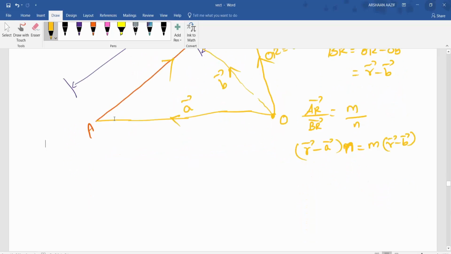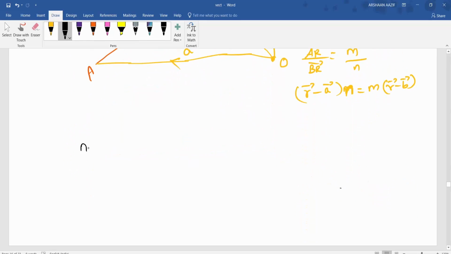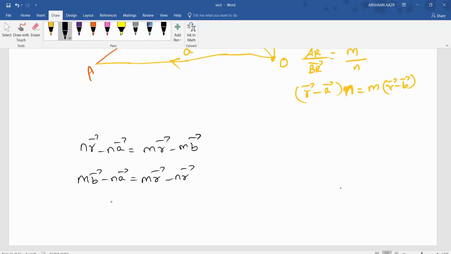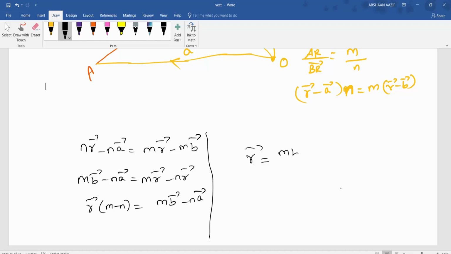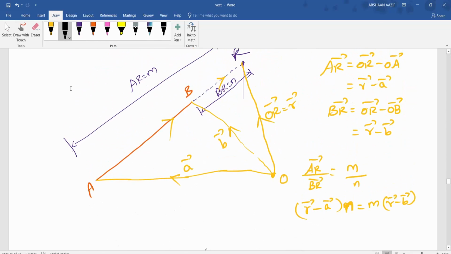Rearranging, R vector minus A vector into N equals M into R vector minus B vector. Simplifying this, we'll end up with the equation of R vector when the point lies externally. So R vector is equal to M B vector minus N A vector by M minus N. You can compare that in the previous condition we had plus, whereas here we have a negative sign. So the only difference here is the negative sign, the other approach remains the same.